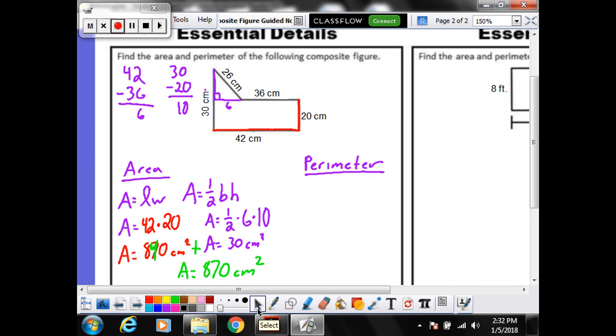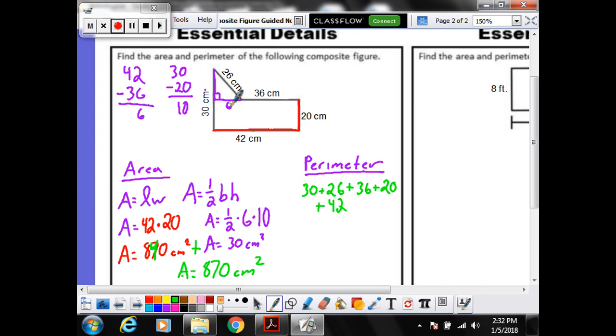Let's look at our shape. We have 1, 2, 3, 4, 5 sides. If I look, there's a 30, there's a 26, there's a 36, 20, and 42. So we have all our sides, so we can use all those sides. So I'm going to start with 30 plus the 26 plus the 36 plus the 20 and finally plus the 42. And so just to make sure, I have 1, 2, 3, 4, 5 sides, 1, 2, 3, 4, 5 numbers.